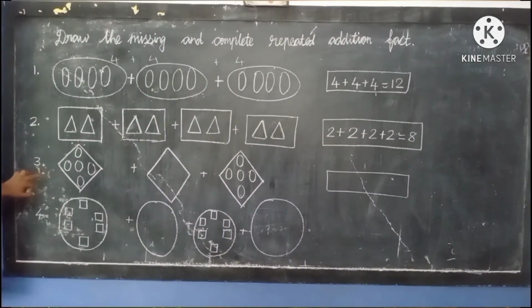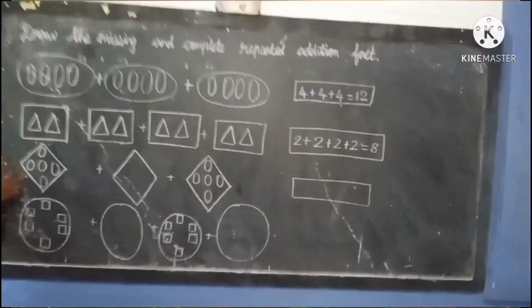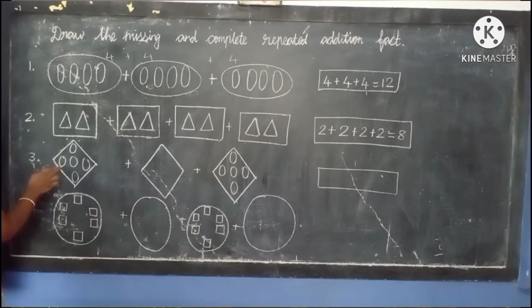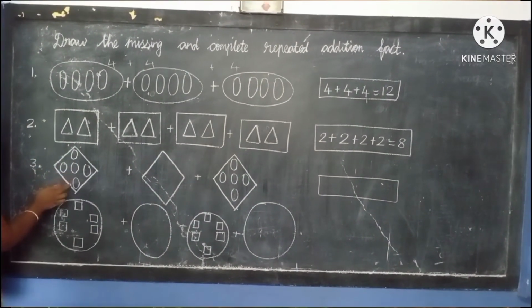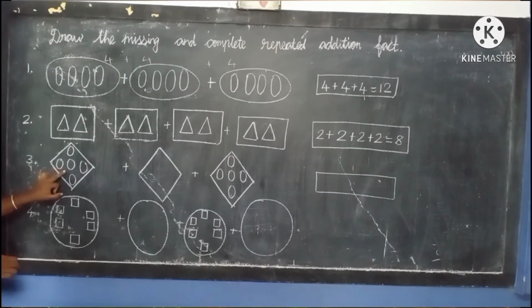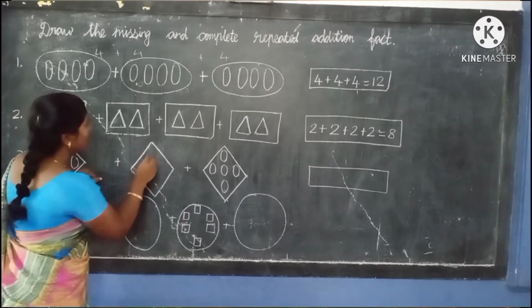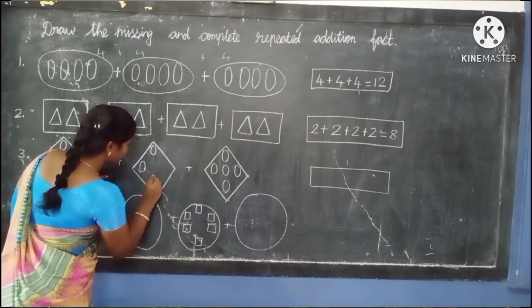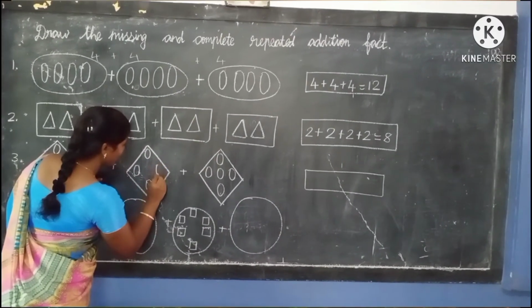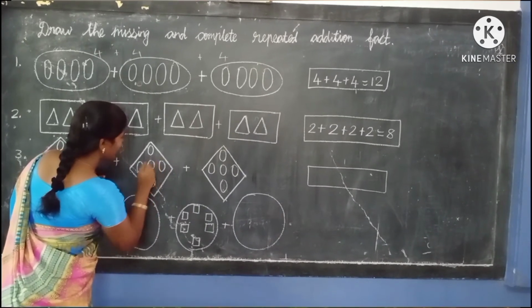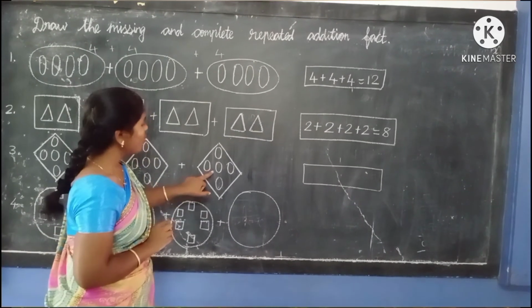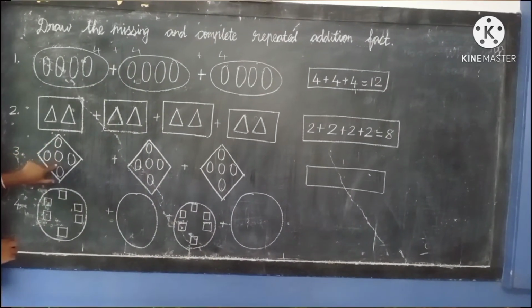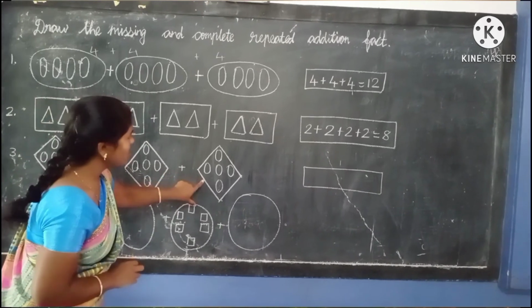Next. See here. Here 5 shapes are given. 1, 2, 3, 4, 5. How many? 5. Here missing. So we have to draw 5 shapes. 1, 2, 3, 4, 5. Here also 5 shapes given. So shall we count? Here 5, here 5, here also 5.